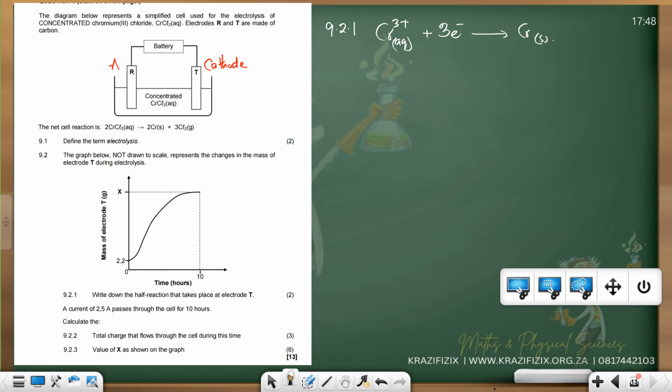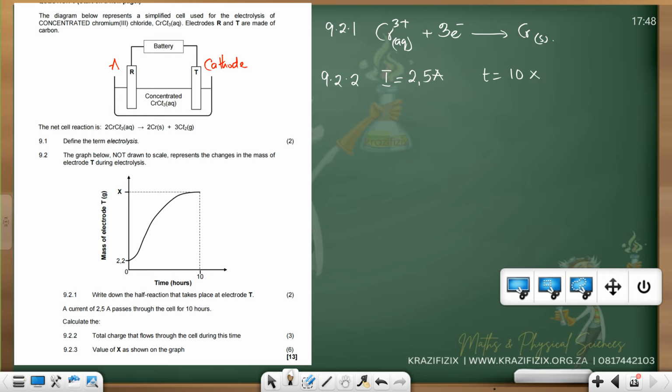All right, look at the next one. We've got 9 marks. Stoichiometry. A current of 2,5 amps passes through the cell for 10 hours. Let's write the information we have. What do we have? 9.2.2. Current is what? 2,5 A. What is time? 10 hours.